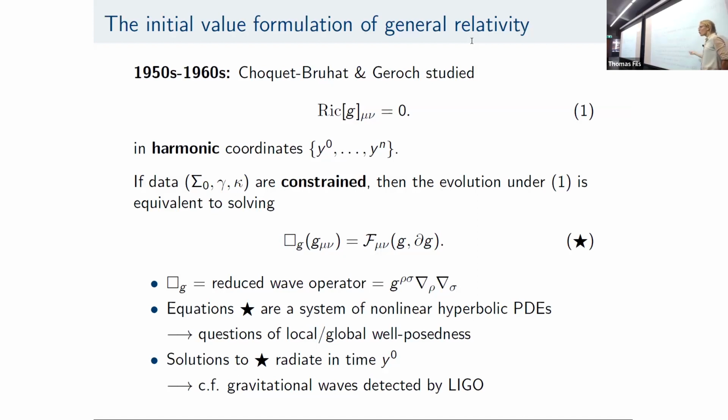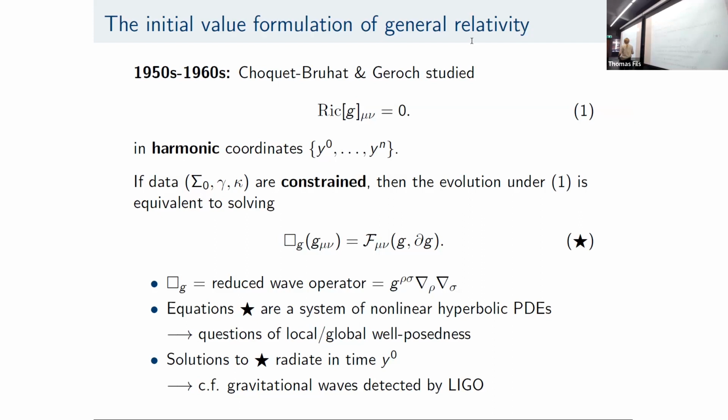And that's fantastic because we know lots of things about nonlinear hyperbolic PDEs. We know that we have local in time well-posedness. We know that we have Cauchy stability. We know that we have finite speed of propagation. We know lots of things. And maybe if you're not in the world of hyperbolic PDEs, the intuition to have is that solutions to this system of equations, this star, radiate in time. And what is that time? It's this harmonic coordinate time y0. Very loosely speaking, this is kind of at the heart of the Einstein equations. We have either this or some equivalent hyperbolic PDE system.